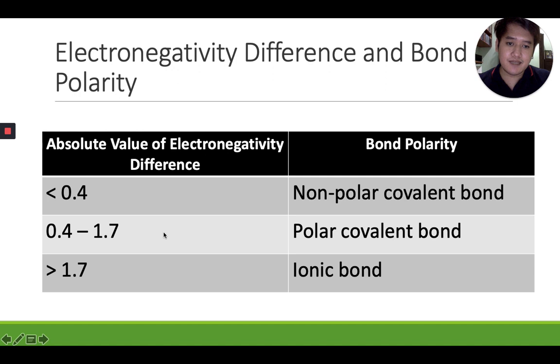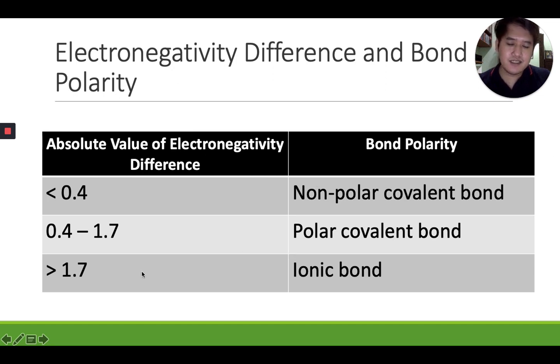Now, if you have an electronegativity difference of 0.4 to 1.7, if it falls within that range, then we consider that bond to be a polar covalent bond. A polar covalent bond means there is a slight unequal distribution of electrons. Maybe one atom is drawing the electron pairs closer to itself. So that's why you have a partial negative or partial positive part. That makes it a polar covalent bond.